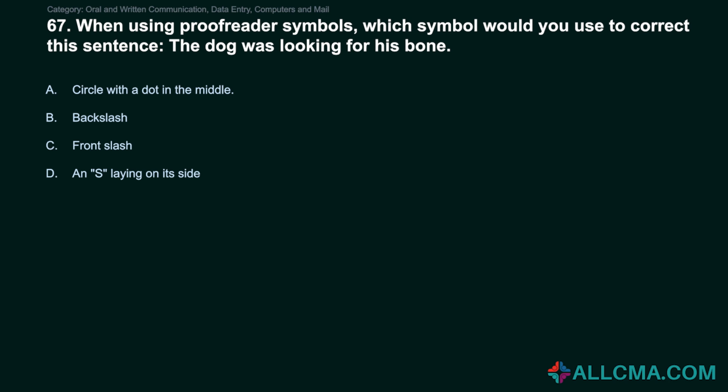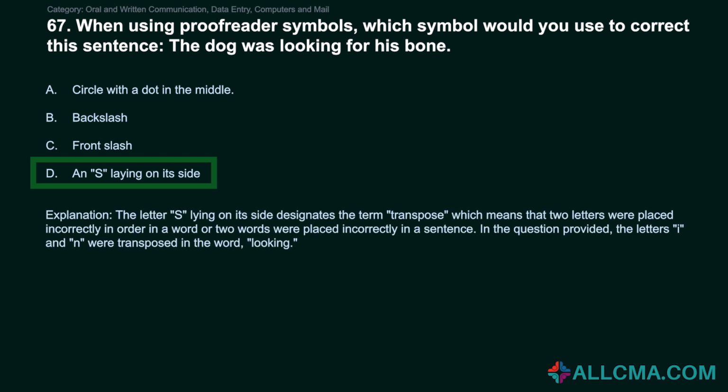67. When using proofreader symbols, which symbol would you use to correct this sentence? The dog was looking for his bone. A. Circle with a dot in the middle. B. Backslash. C. Front slash. D. An S laying on its side. Correct answer, D. An S laying on its side. The letter S lying on its side designates the term transpose, which means that two letters were placed incorrectly in order in a word or two words were placed incorrectly in a sentence. In the question provided, the letters I and N were transposed in the word looking.